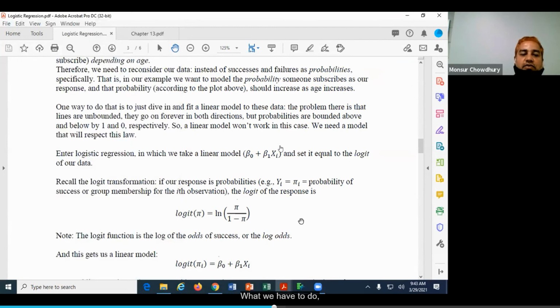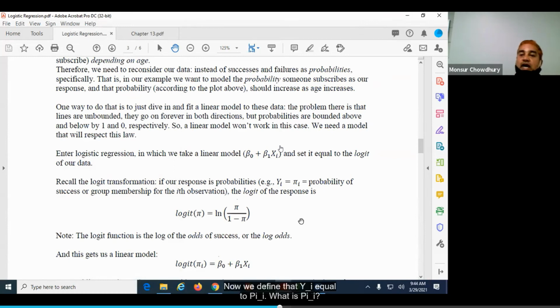So what do we have to do? We enter logistic regression, where we take a linear model and set it equal to the logit. So we just take a transformation. What is the transformation that we are going to take? We take the log of the odds. Here ln means the log, and we call it the logit.